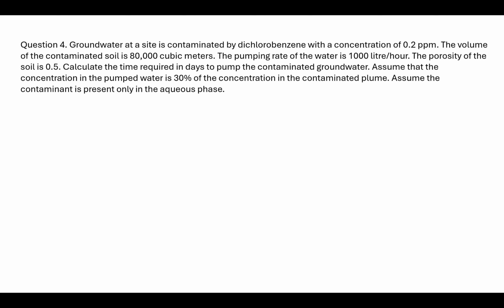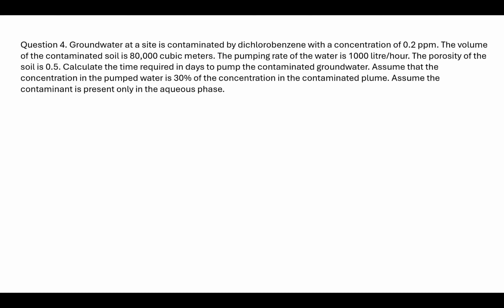The question is, groundwater at a site is contaminated with dichlorobenzene with a concentration of 0.2 ppm. The volume of the contaminated soil is 80,000 cubic meters. The pumping rate of the water is 1000 liter per hour. The porosity of the soil is 0.5. Calculate the time required in days to pump the contaminated groundwater.